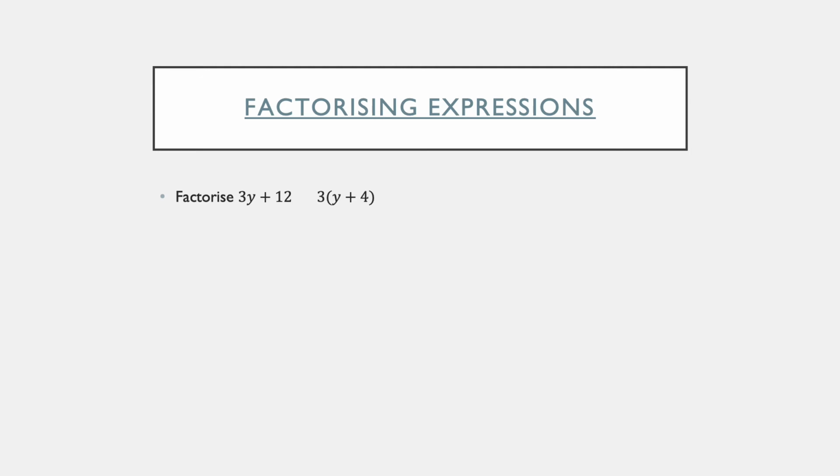3y plus 12. Well, 12 has a factor of 3, so the biggest number I can take out is a 3. 3 brackets: 3 times y is 3y, so there's a y there, and 3 times 4 gives me plus 12. Okay, so that is my answer there.